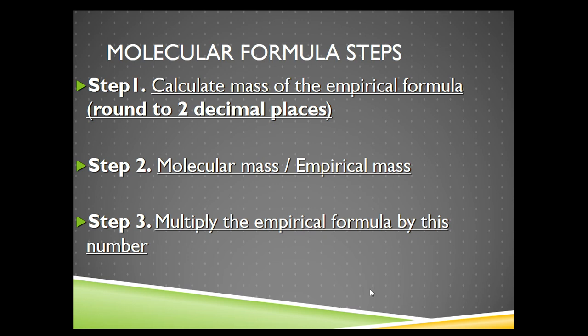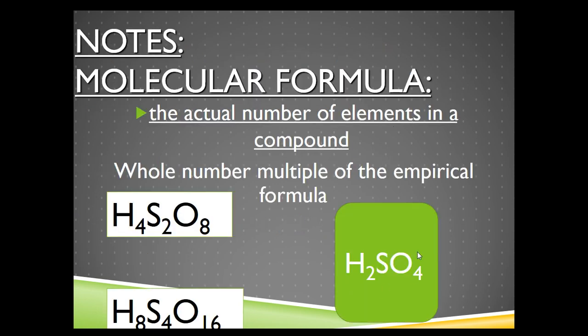Okay, so remember previously for the empirical formula, there were 4 steps. Percent to mass, mass to moles, divide by least, multiply till whole. That is empirical formula only. For molecular formula, there's 3 steps. So now we get to have only 3 steps. So for step number 1, you're going to calculate the mass of the empirical formula. So for this, if this is the empirical formula, we're going to add this up from the periodic table. 2 H's, 1 S, and 4 O's. So we need to know the molecular mass of this empirical formula.